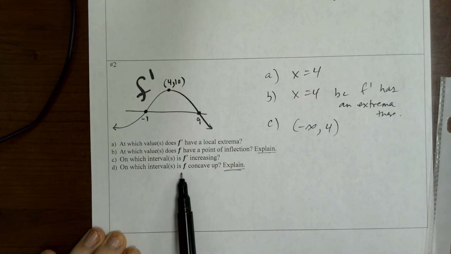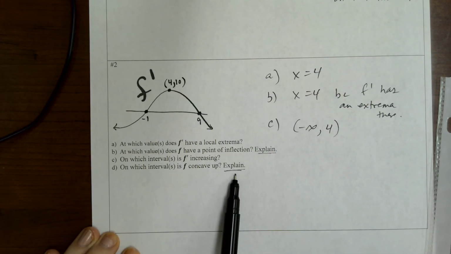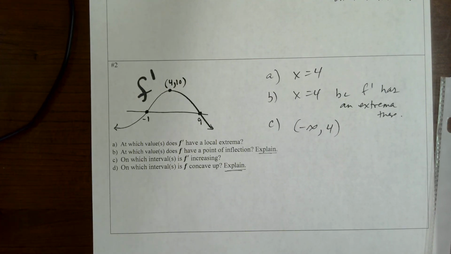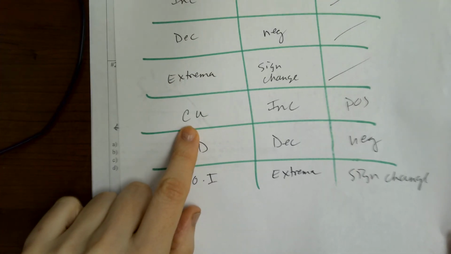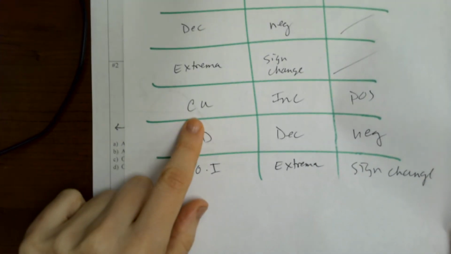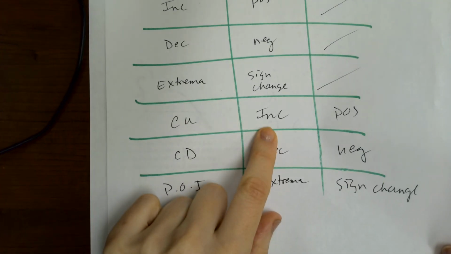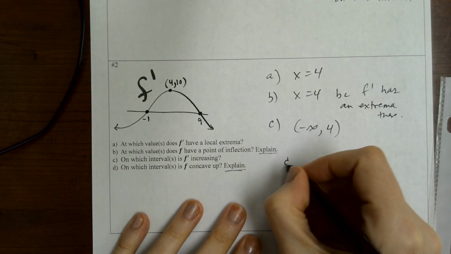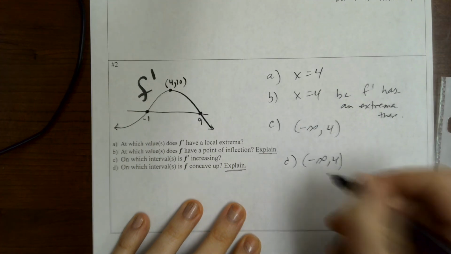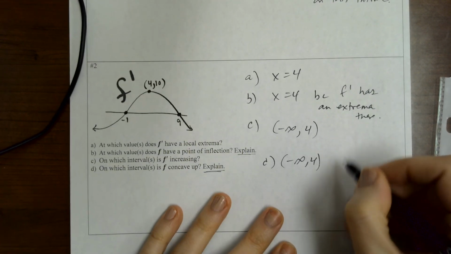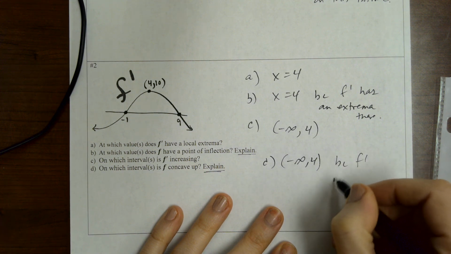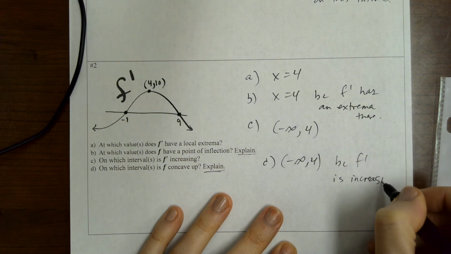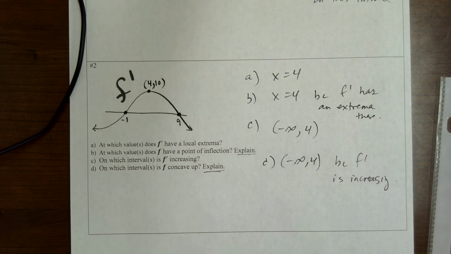Now this one will require an explanation. On which interval or intervals is f concave up? Explain. This is f prime. We want to know something about f, so you look at your table. F concave up when f prime is increasing. Since this is the graph of f prime, you're asking yourself, when is f prime increasing? And actually, we just answered that in part C. Explain why: because f prime is increasing on that interval.